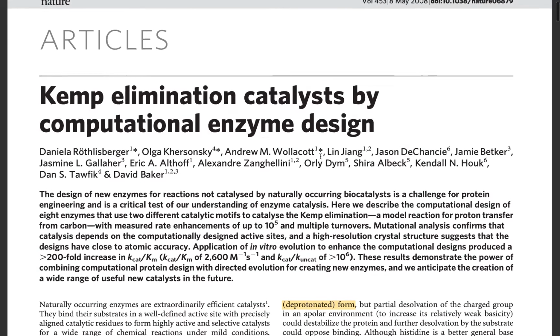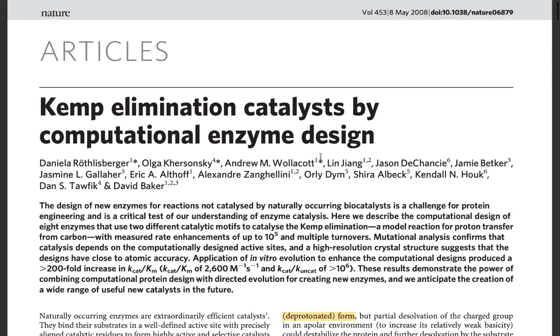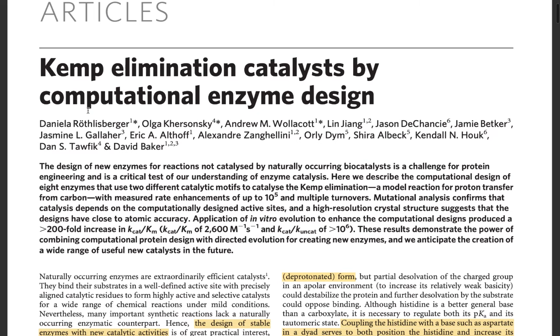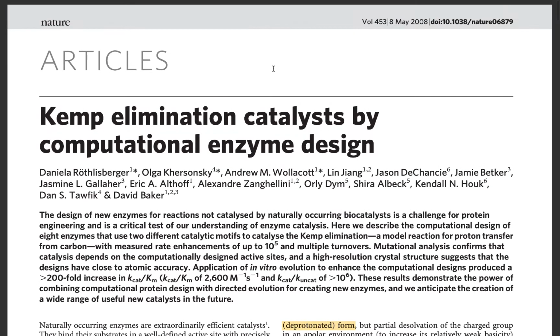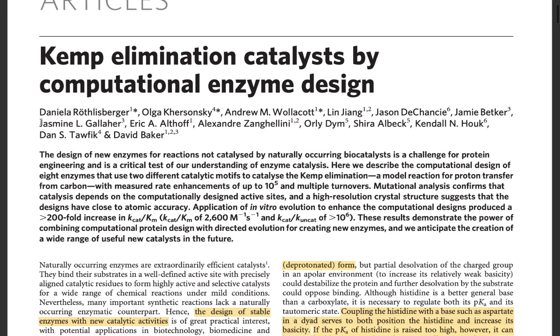So when you are looking at a journal article, there is a general format. And the first thing you'll see is the title of the journal article. The name of the journal that article is in is usually up here, so it's in Nature. The authors are listed here.